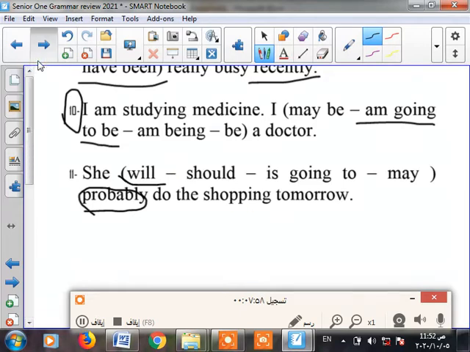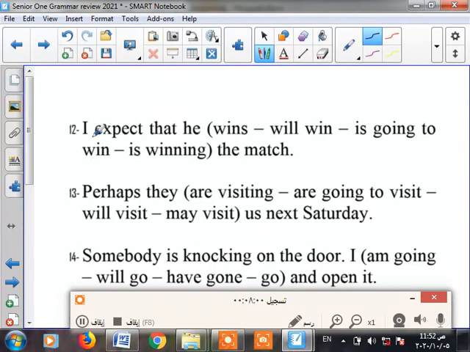The following sentence, number 12. I expect, and draw a circle around the word expect. I expect that he does the match. Whenever you find the word expect or the word predict, guess, believe, think, and so on, again, they are the keywords of the word will. So, I expect that he will win. Okay, so in that sentence you can delete the word expect. You can say think, guess, believe, predict, expect, whatever.